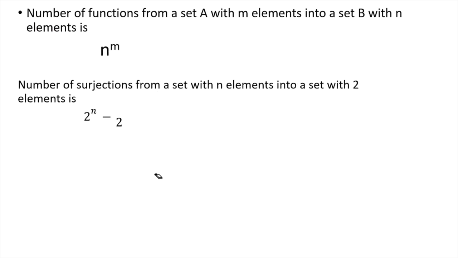Next, while doing a few problems, we have derived these two results. The number of functions from a set A with m elements into a set B with n elements is going to be n raised to m. I repeat, the number of functions from a set A with m elements into a set B with n elements is going to be n raised to m. So if you are getting confused here, it is good to remember it like this: cardinality of B raised to cardinality of A.